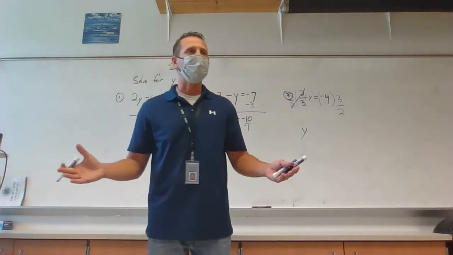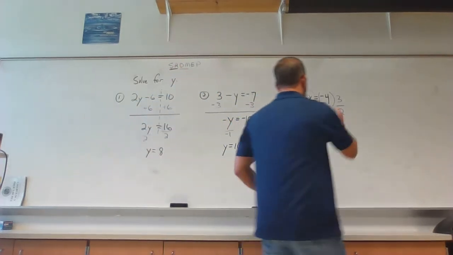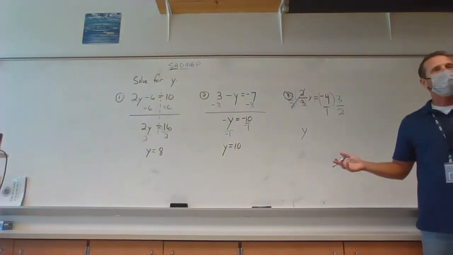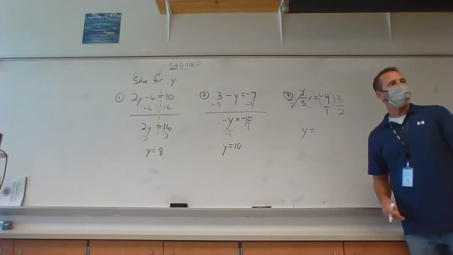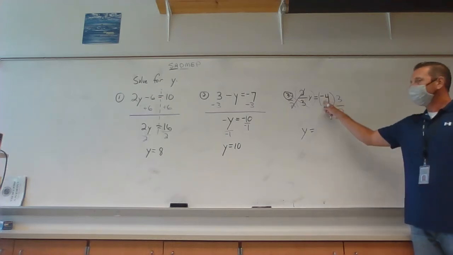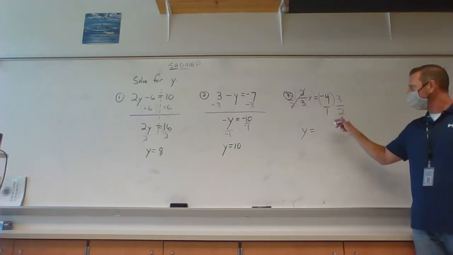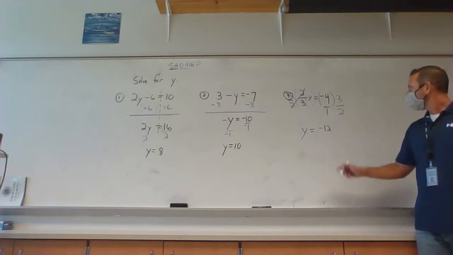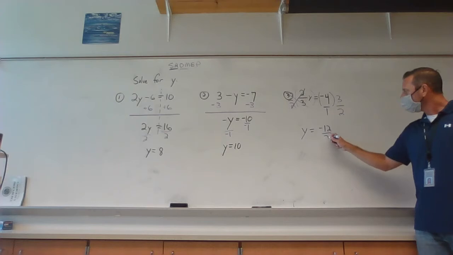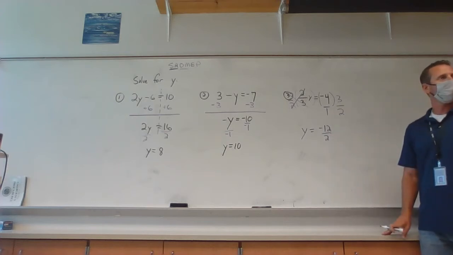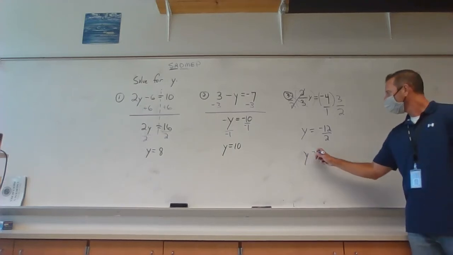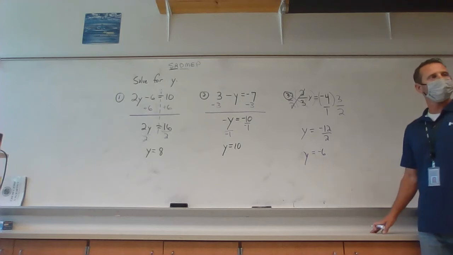And this is the other thing we did with fractions. -4 over 1. We multiplied fractions. Multiply straight across. -4 times 3 is -12. 1 times 2 is 2. -12 divided by 2 is -6.